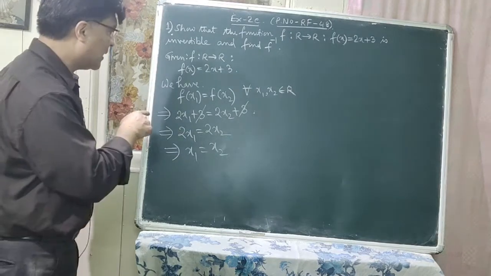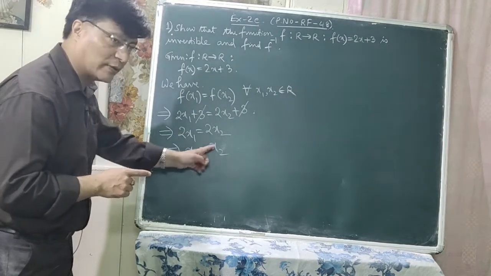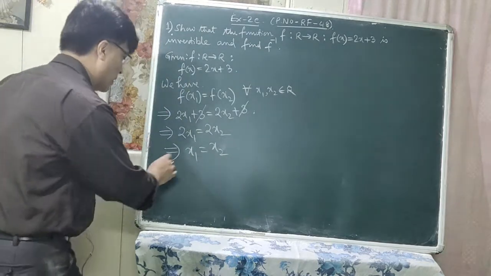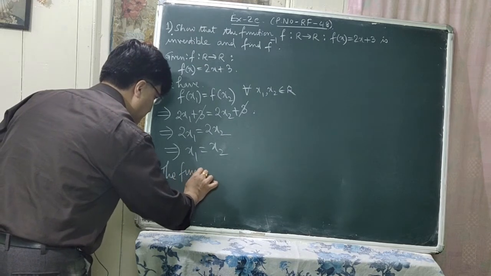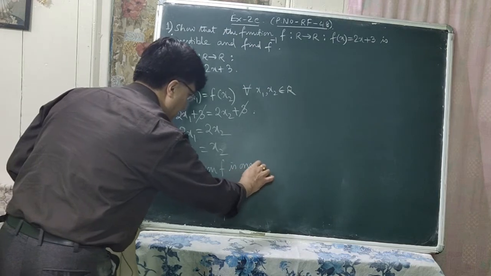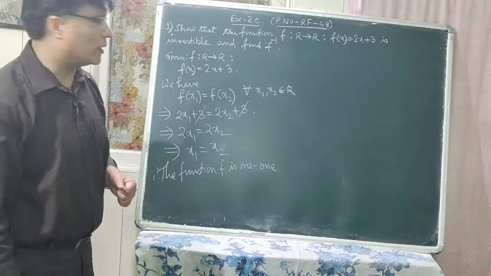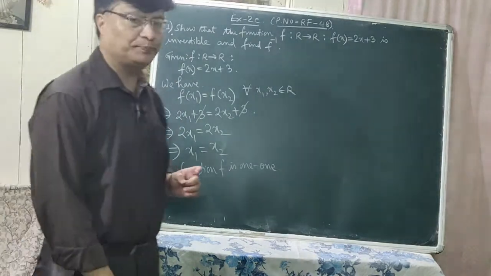So now we have proved that since f of x1 is equal to f of x2 implies that x1 is equal to x2. So we proved that the given function f is 1-1. Therefore, the function f is 1-1. Okay. Now we have to prove that this function f is onto.